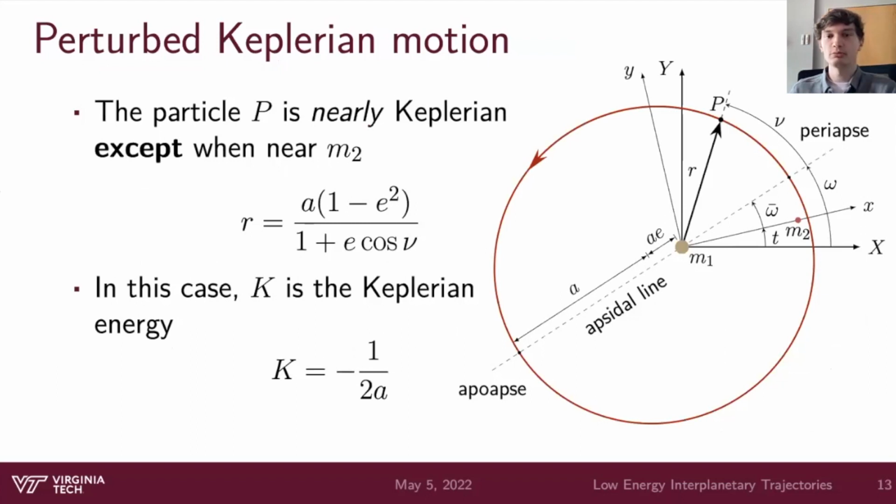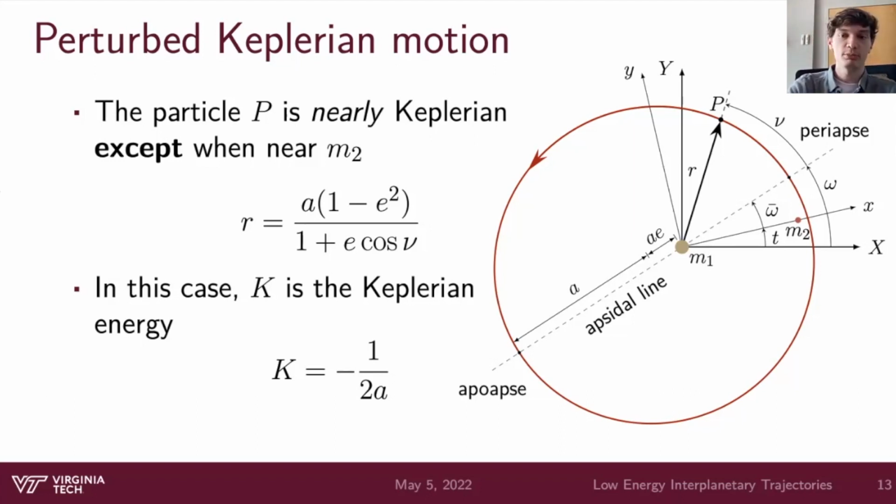Under this Hamiltonian, we're essentially describing perturbed Keplerian motion, where far away from the secondary mass, the particle is basically on a two-body ellipse. In this sense, we can write the distance from the origin, under the assumption that mu is very small. It's the distance from the central body. And we can also write its energy in terms of the Keplerian orbital elements, our semi-major axis A, our eccentricity E, and true anomaly nu.